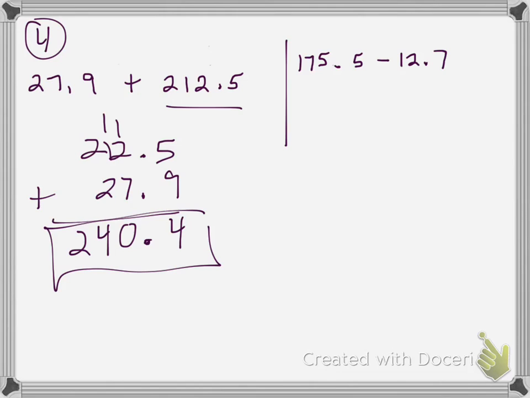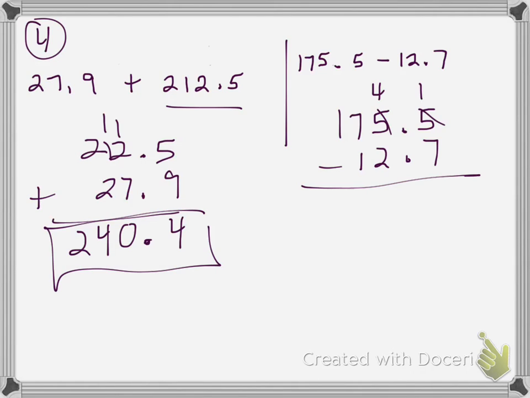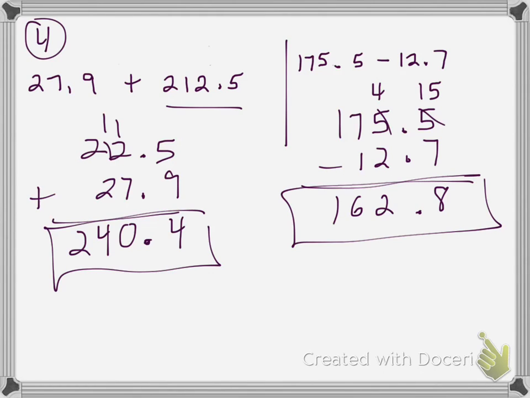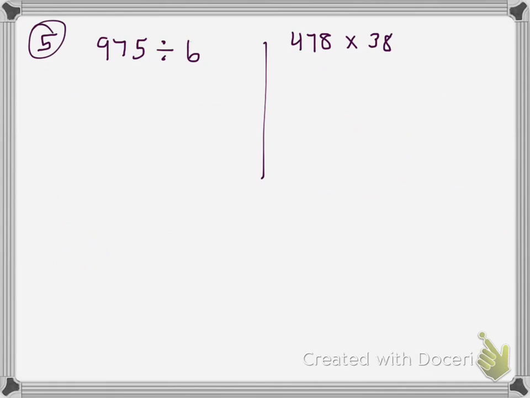Over here, 175 and 5/10 minus 12 and 7/10. I need to rewrite this, make sure I'm stacking my decimals. 12 and 7/10. I cannot do 5 minus 7, so I need to borrow from this other 5, make it a 4. My original 5 becomes a 15. Minus 7 is 8. 4 minus 2 is 2. 7 minus 1 is 6. 1 minus nothing is 1. So there's my final answer, 162 and 8/10.